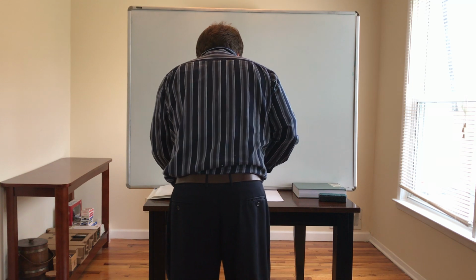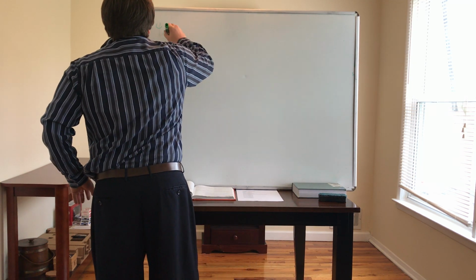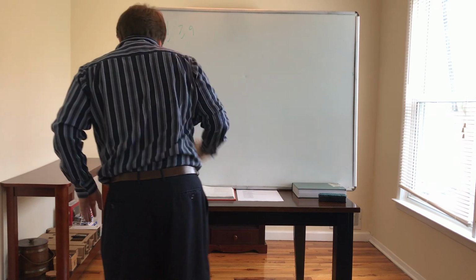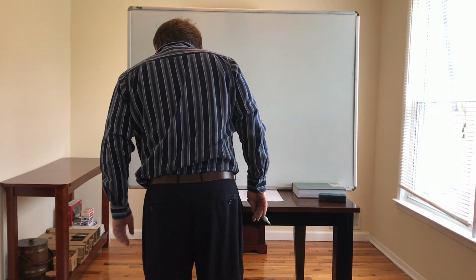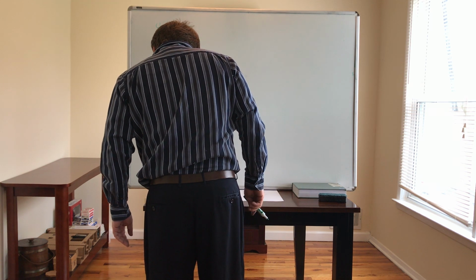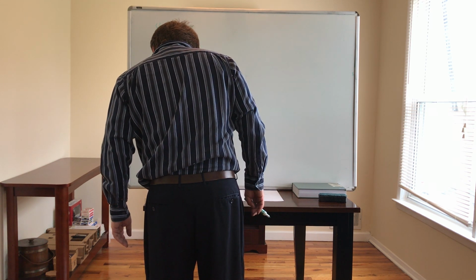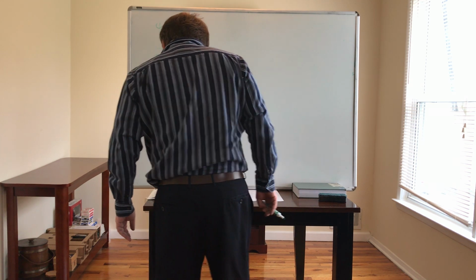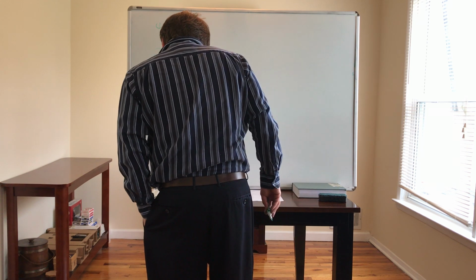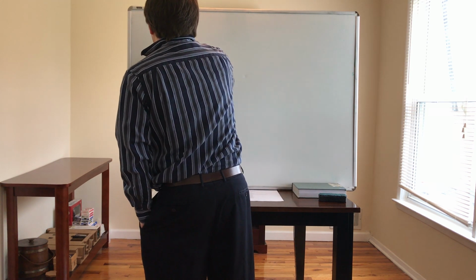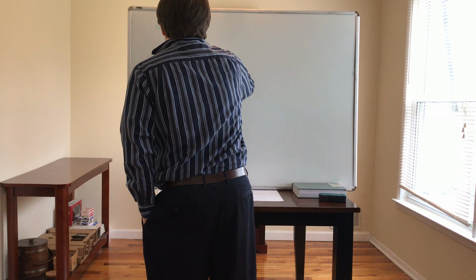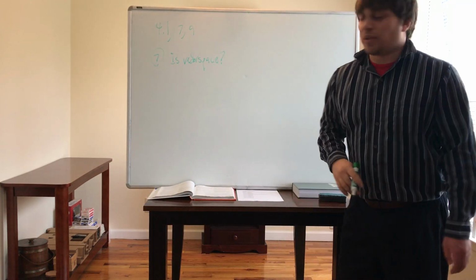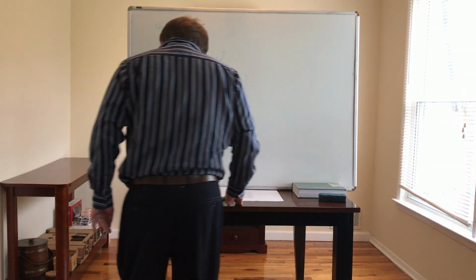So now this is section 4.1, number 7 and 9. Okay, so for number 7 in 4.1, we want to identify whether or not this is a vector space. Is this a vector space? But you have the book in front of you and you can read the whole question, right? So is this a vector space?